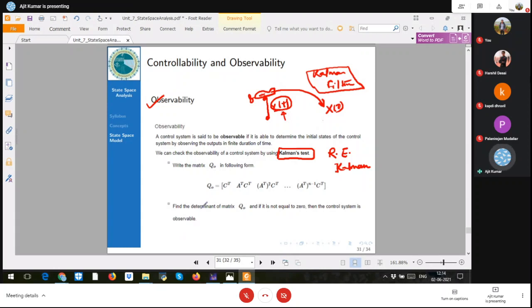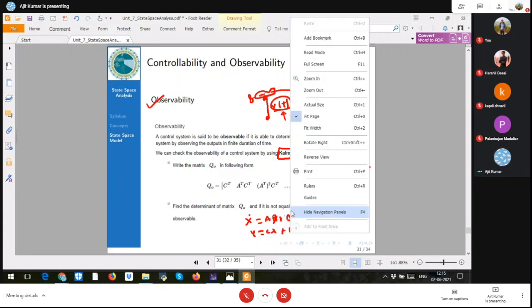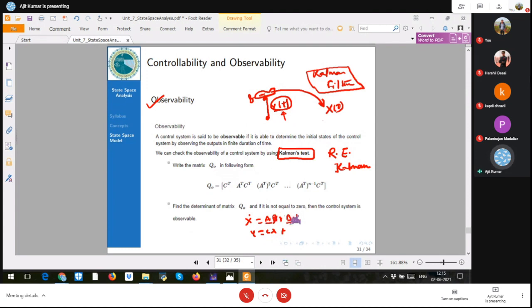Like the controllability matrix, we had B, AB, A squared B, if you remember. That was associated with the state equation: x dot equals AX plus BU, and y equals CX plus DU. The controllability matrix was associated with A and B. This one is associated with A and C, which means it involves the output equation. So the matrix generated will be C transpose, A transpose C transpose, A transpose squared C transpose, up to A transpose to the n-1 C transpose, right? So this is the matrix. Now that we have it, what is the condition to check observability?